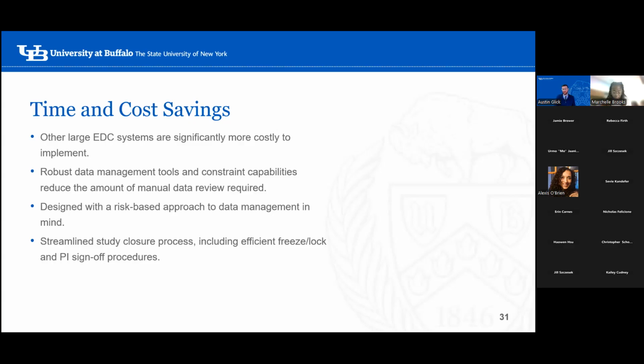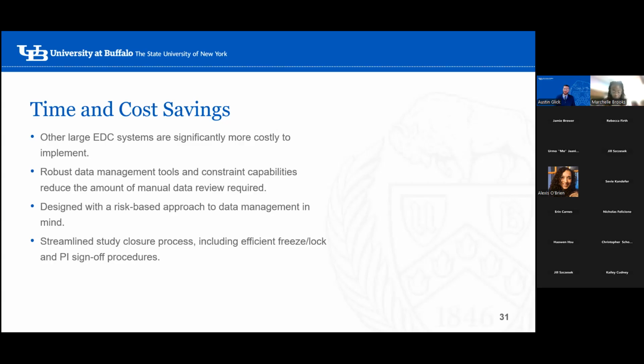It's designed with a risk-based approach to data management in mind, which is really important because if you have an audit, that's going to take a lot of time and it's going to cost a lot to make sure that you're ready and you're willing. And a lot of people panic when an audit comes down the line. And this software does really help prepare for audits.